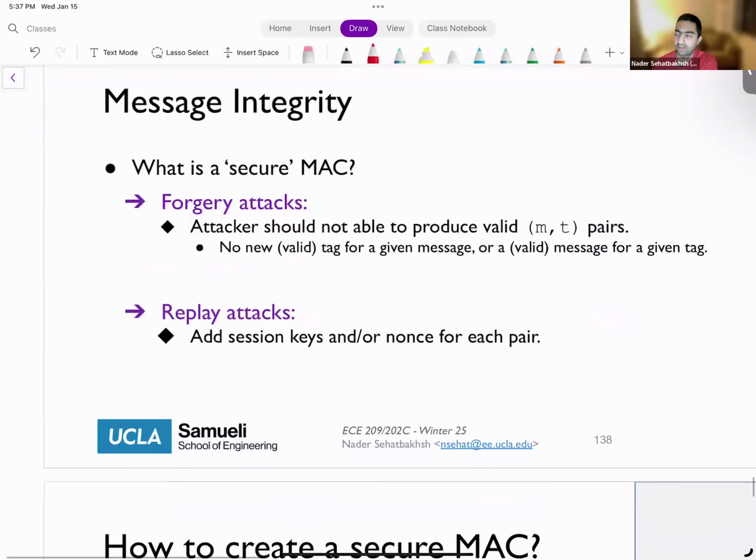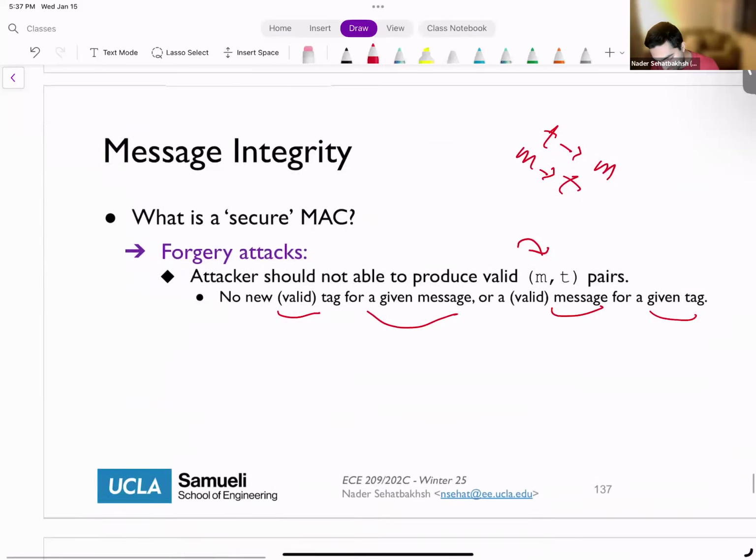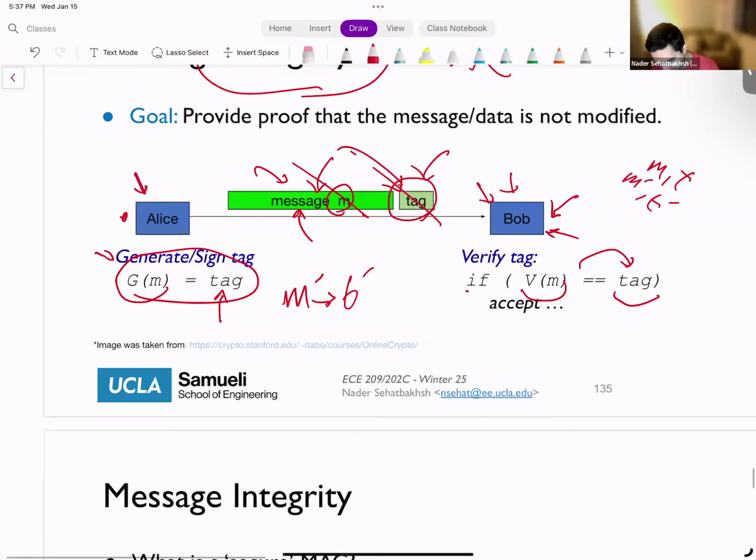We also want to prevent what we call a replay attack. Another attack that the adversary can do is that instead of changing this, the attacker can, for example, see a bunch of M and T's. So for example, you send a message, like maybe you say yes, and it has a tag. Maybe next time you say no and it has another tag. And both of these are valid and legitimate tags generated by Alice. And let's say the adversary cannot generate any other valid pair.